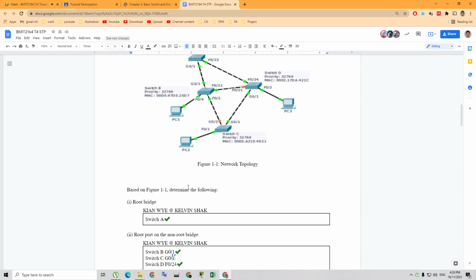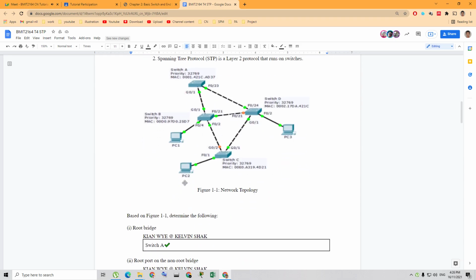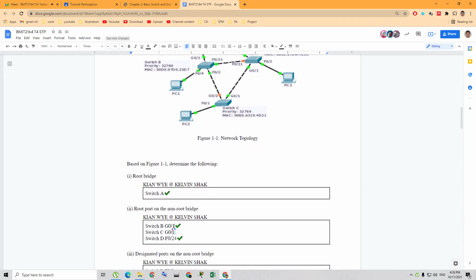Sorry, Noel, which one are you talking about? This one, question two. Your question one. This one. No, Kelvin, Kelvin's question. Is it not G02 because it is short? Okay.